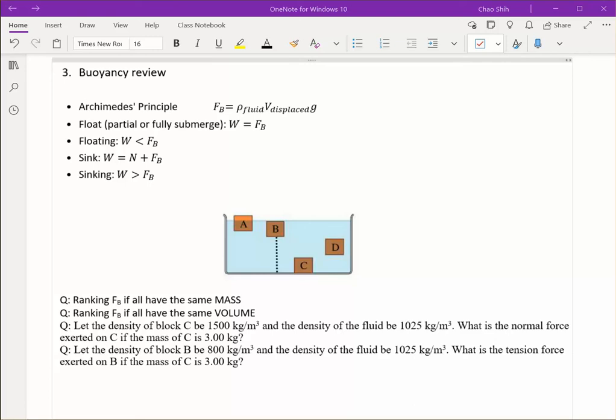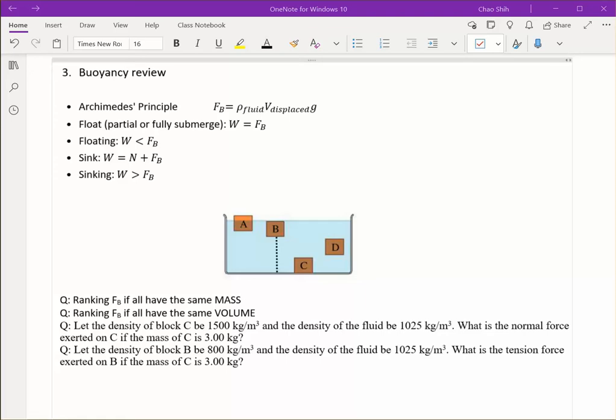Okay, let's continue to discuss another type of question, which is about the buoyancy. The buoyancy force is due to the pressure difference. The pressure at the top and at the bottom of an object has a depth difference, and therefore the pressure is going to be different. And since the force can be calculated from the pressure and the area, you multiply these two, then you can get the pressure force.